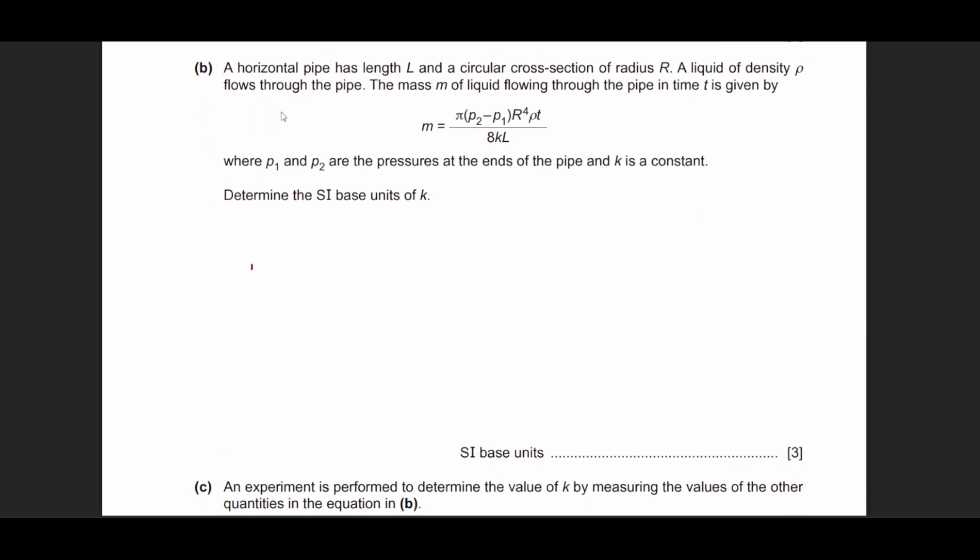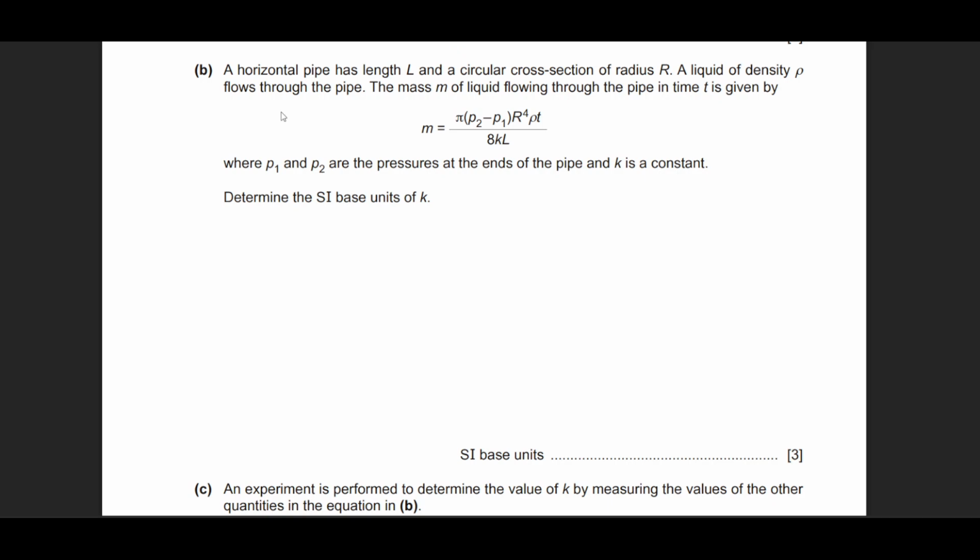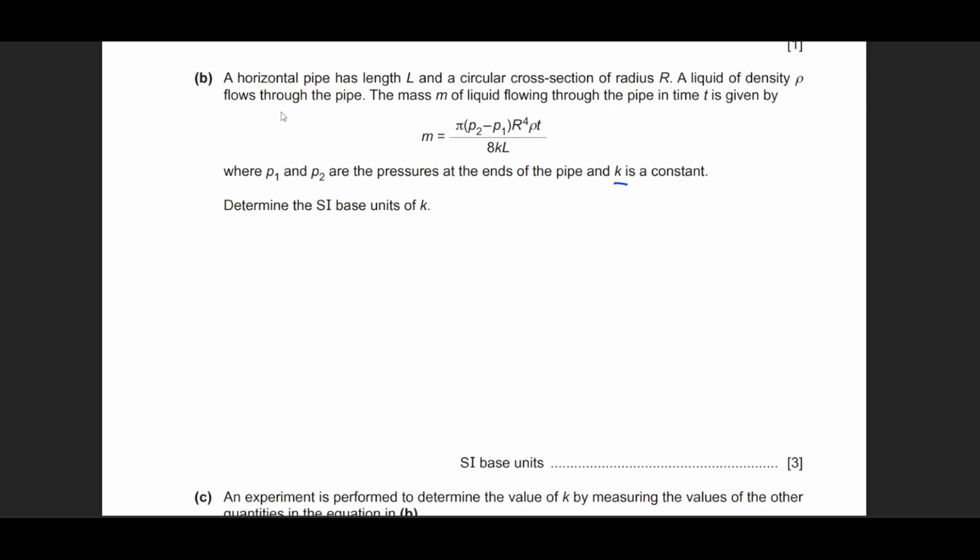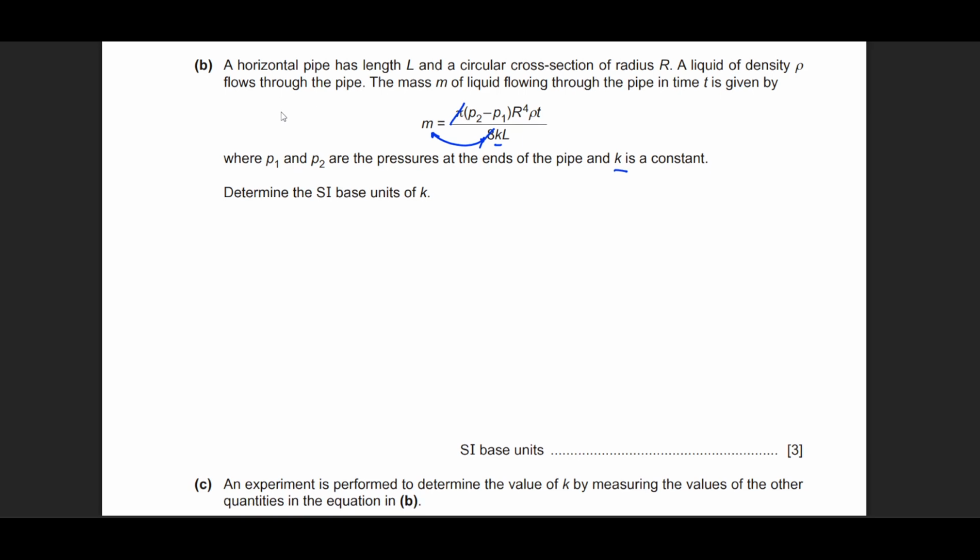Then he tells you to figure out the units of the constant. Okay, no need to worry about this. He wants you to figure out the constant. Let's replace the constant in the correct position. So let's bring this k over here and m over here and ignore pi and 8 because they are constants. So what is the equation that we are left with? We are left with k equals delta p into r^4 into rho into t divided by m into L.